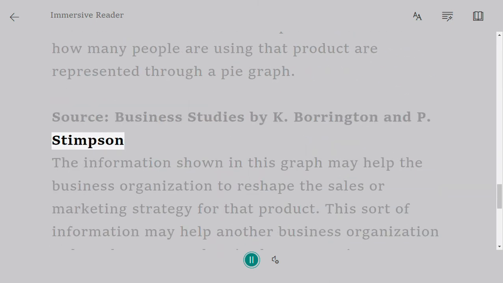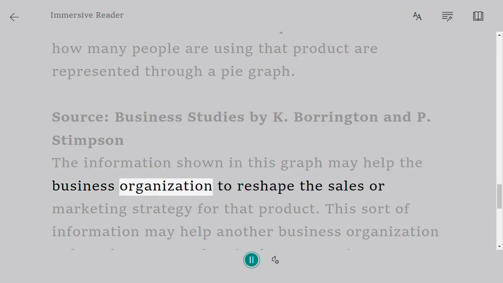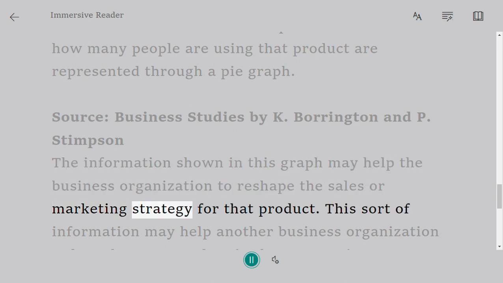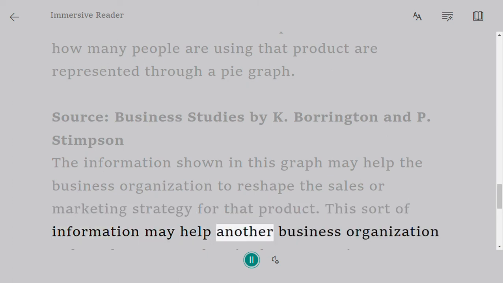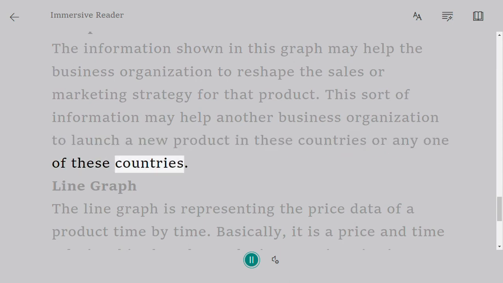Borrington and P. Stimson. The information shown in this graph may help the business organization to reshape the sales or marketing strategy for that product. This sort of information may help another business organization to launch a new product in these countries or any one of these countries.